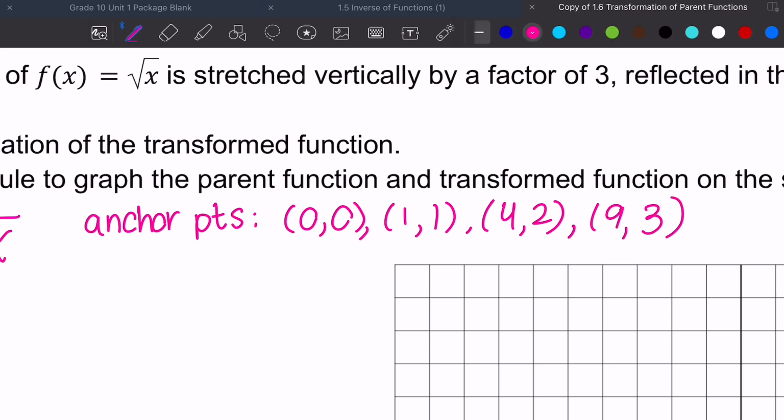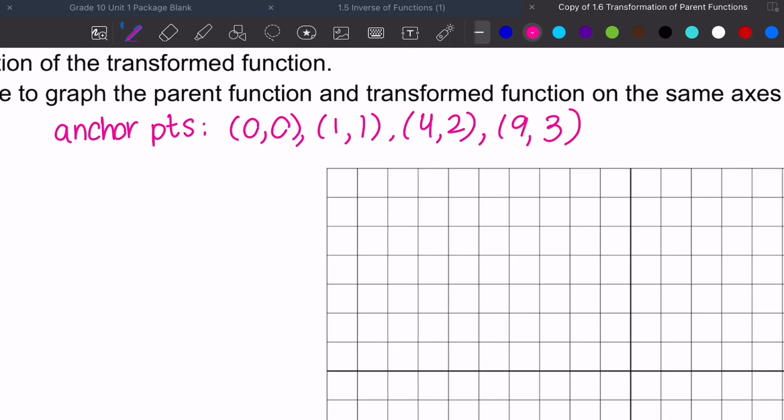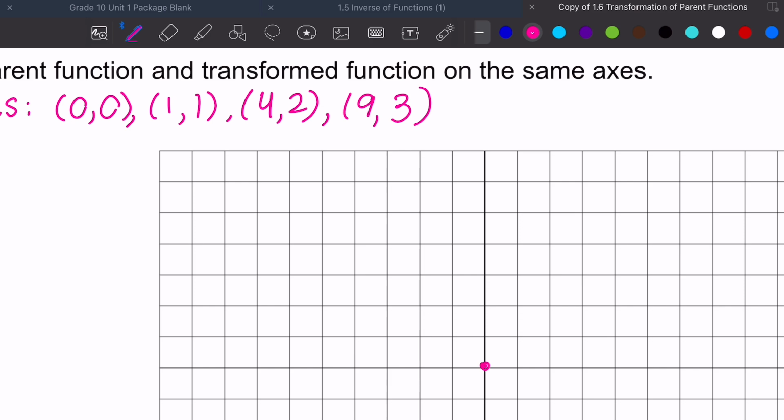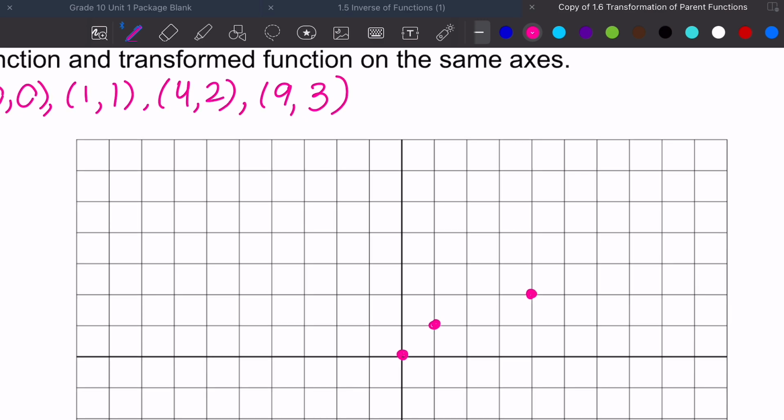Right, but it's the idea that I took all my square rootable values and then I just plugged them into square root x. So you see it's going to make this rocket shape of (0, 0), (1, 1), (4, 2), and then (9, 3), which, if this is 4, 5, 6, 7, 8, 9. Voila.